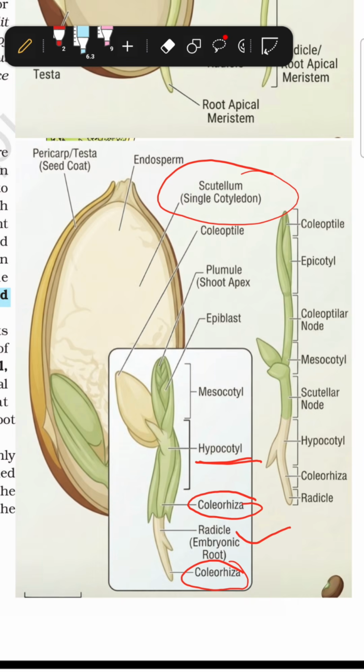The upper region of the embryonal axis, which is attached above the level of cotyledon, is called as epicotyle. Epicotyle terminates into a sheath called as coleoptile. Now this coleoptile encloses 2 to 4 leaf primordia, which are called as the plumule. Plumule is going to give rise to the shoot system as the seed germinates.